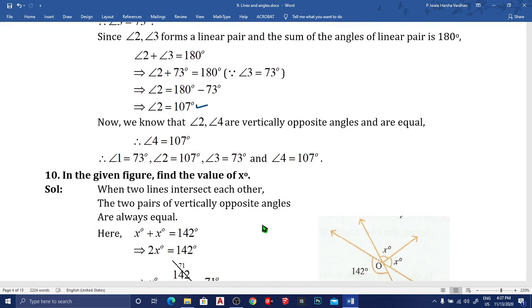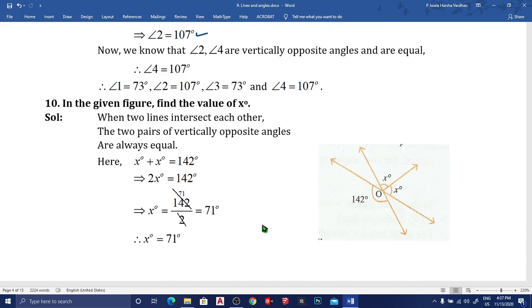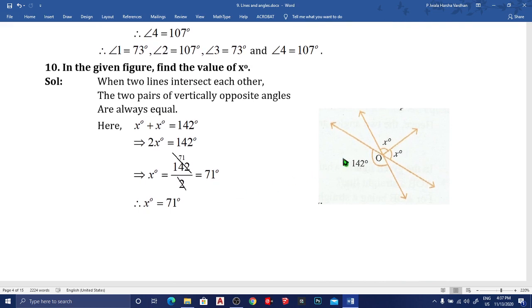Okay, next one. In the given figure, find the x degrees here. When two lines intersect each other, the two pairs of vertically opposite angles are always equal. Here 142 degrees is given, and these two angles are vertically opposite angles, but they are given separately as x and x degrees here.